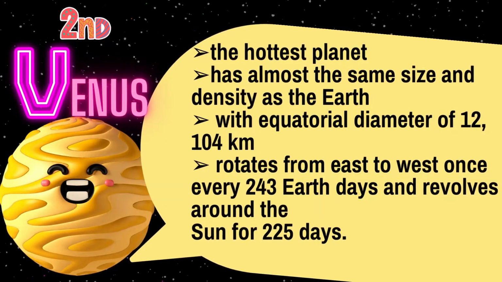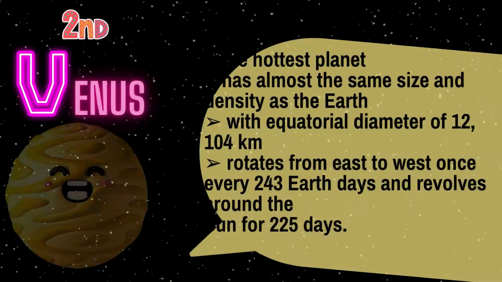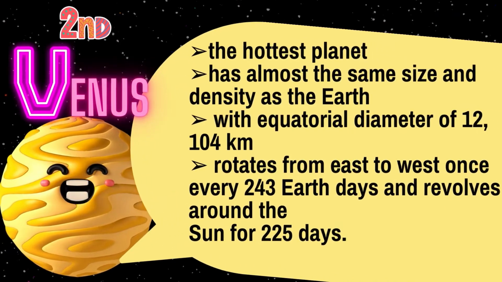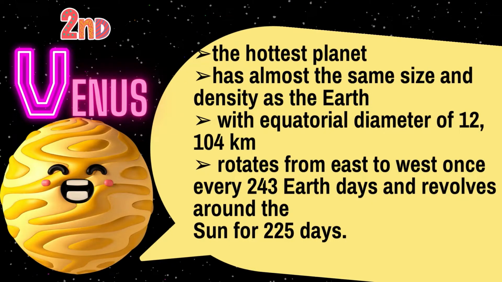It's Venus, the hottest planet with 108 million kilometer distance from the Sun. It has almost the same size and density as the Earth. It has an equatorial diameter of 12,104 kilometers and it rotates from east to west once every 243 Earth days and revolves around the Sun for 225 days. The atmosphere is made up mostly of carbon dioxide, which has a surface temperature that rises to more than 470 degrees Celsius. Once again, this is our second planet, Venus, the hottest planet.